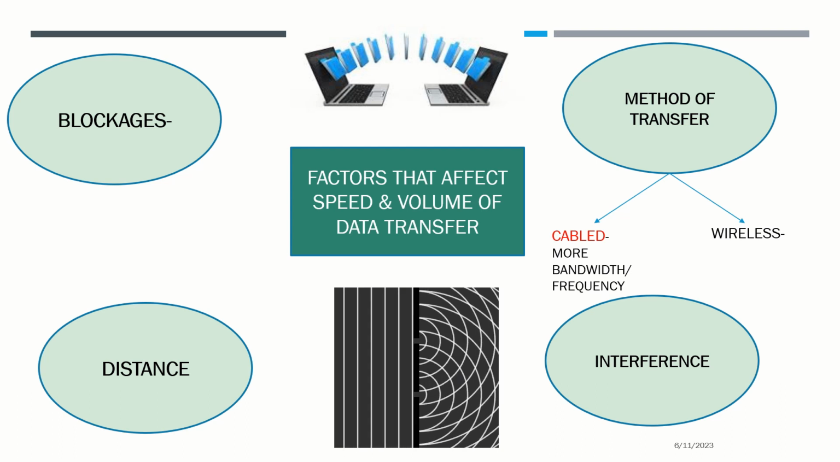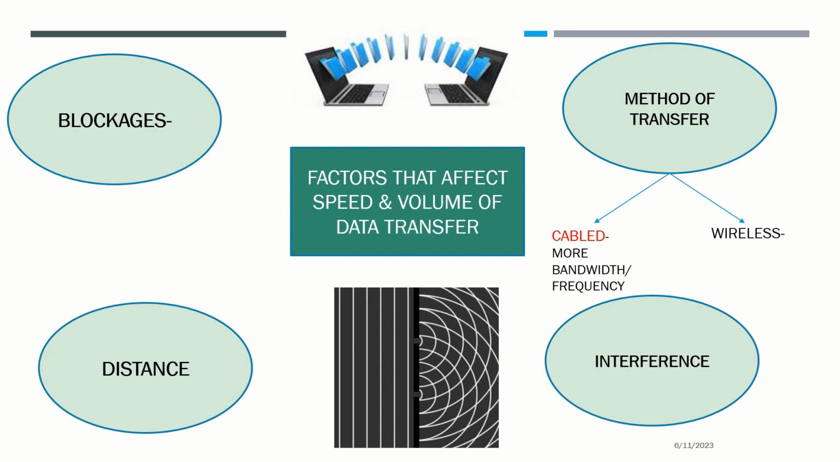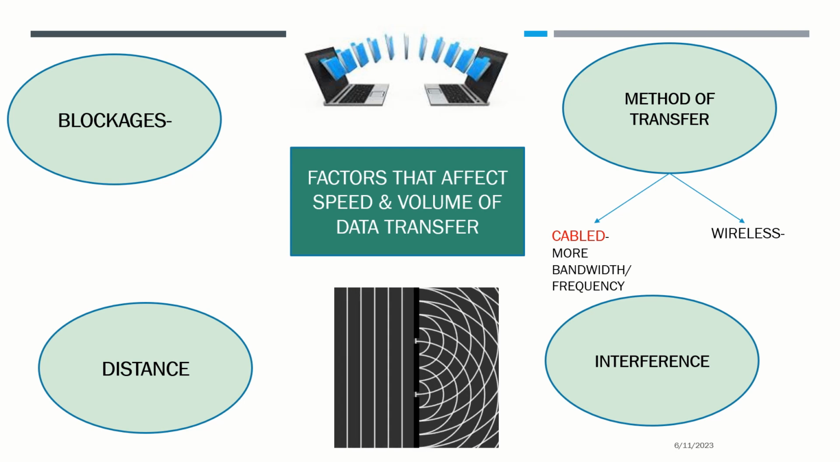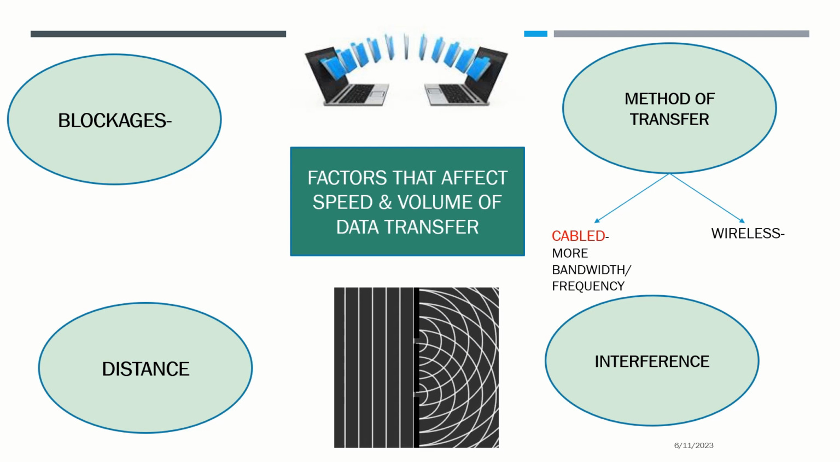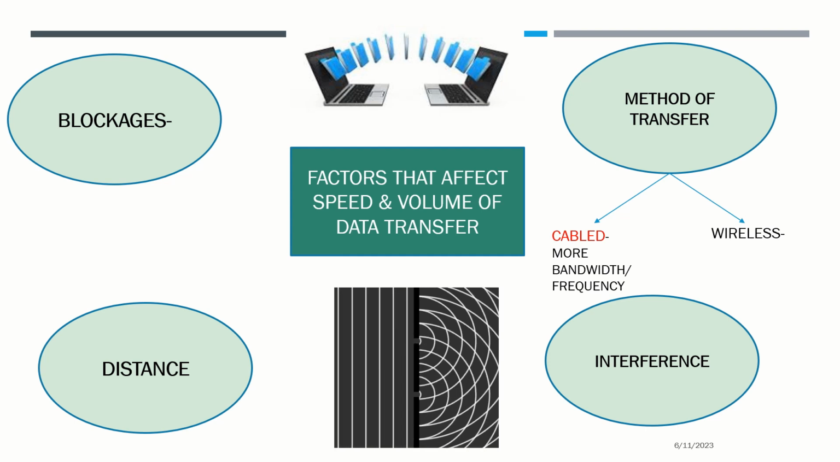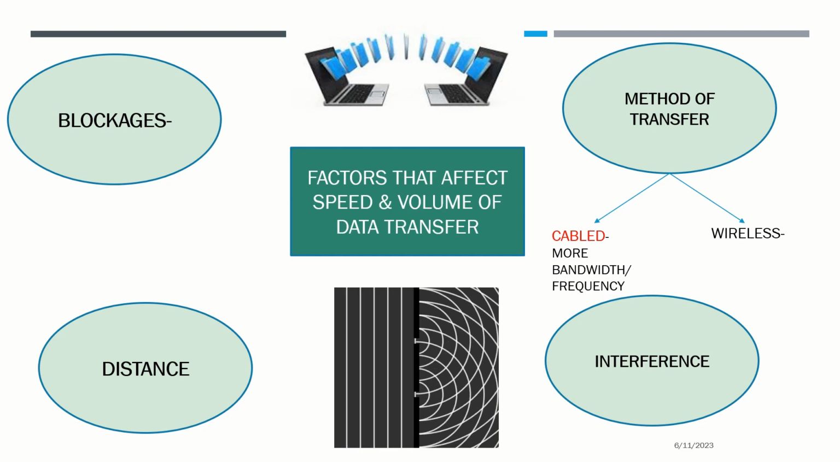For wired, there will be cables, so there is a danger of tripping over the cables, and you have to secure them. Again, portability is an issue in wired. In wireless, these two things are not there. Then interference: if electronic devices are there, there will be interference of the signals. So these are the four factors that affect the speed and volume of data transfer. It is a sure question for exams. It is an important topic and it has been asked many times.